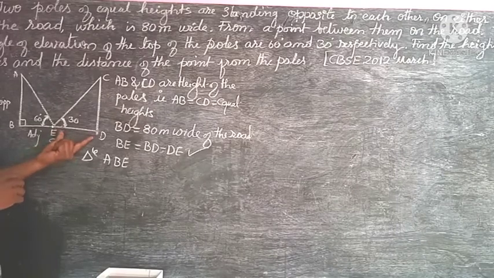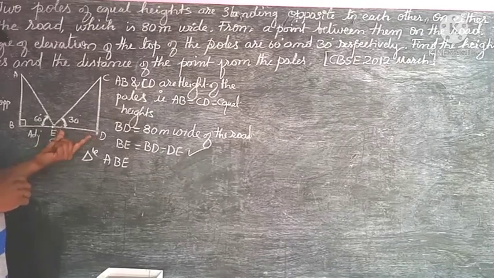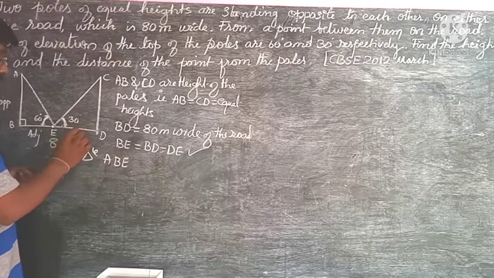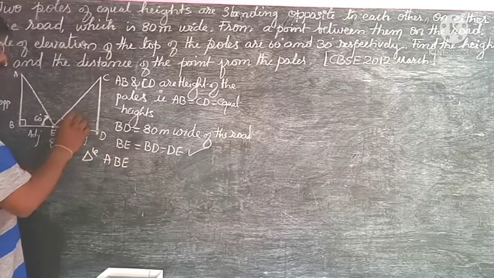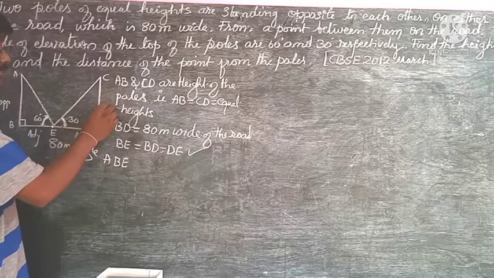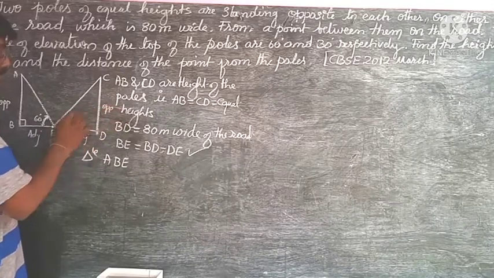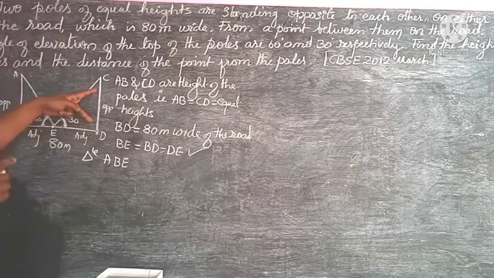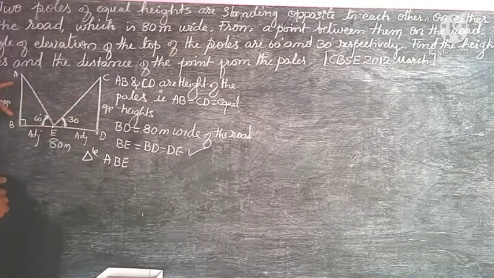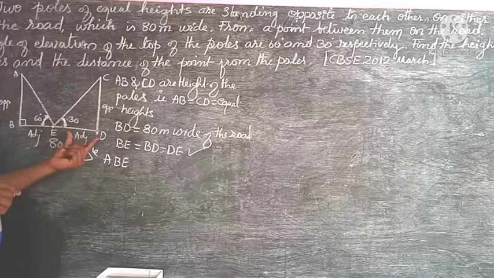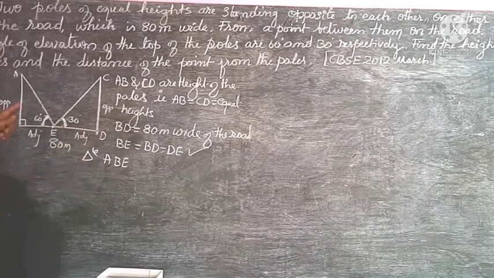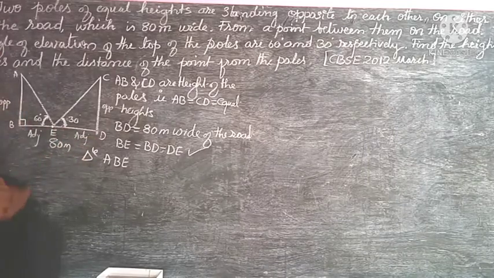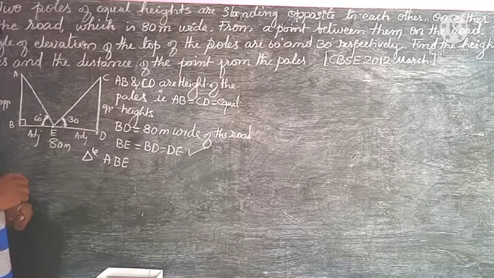We also find the length of DE. This DE is also an adjacent side, and the side opposite to theta is called the opposite side. We also find the CD length as well as AB length, BE length as well as DE length. So we choose the first triangle, triangle ABE.